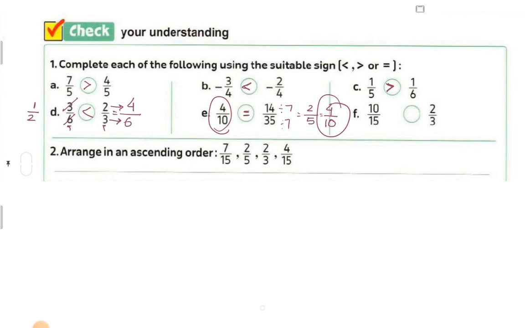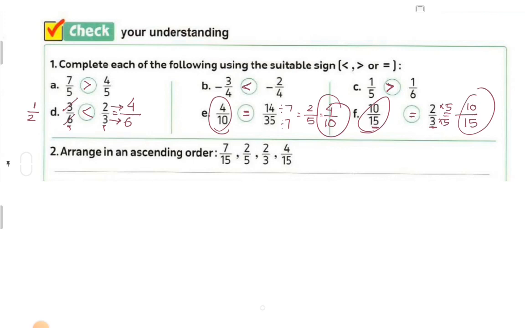Last one. We have 10 over 15 and 2 over 3. Okay, we find that 15 is a multiple of 3, right? So I can convert 3 to 15 by multiplying by 5. 2 times 5 equals 10. 3 times 5 equals 15. You can find that it's equal to each other.